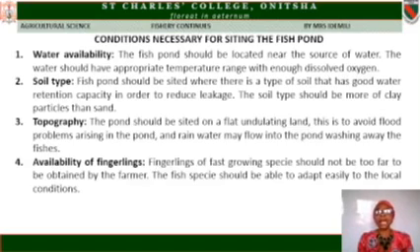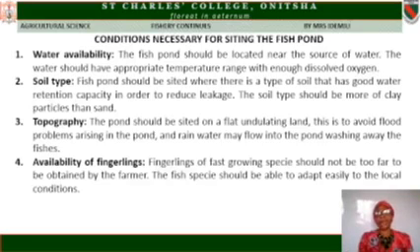The pond should be sited on a flat, undulating land. This is to avoid flood problems arising in the pond. And rainwater may flow into the pond, washing away the fishes if the land is not level enough.